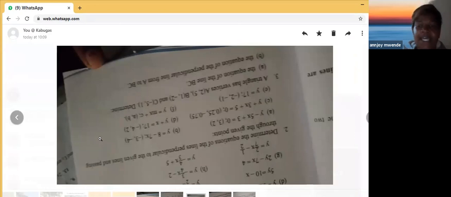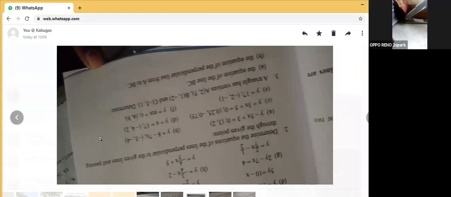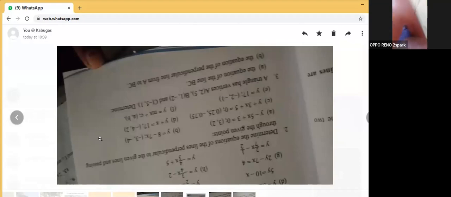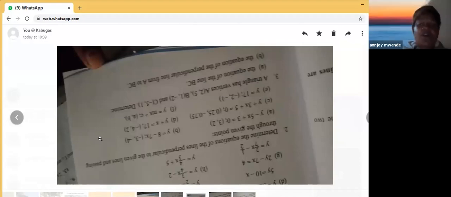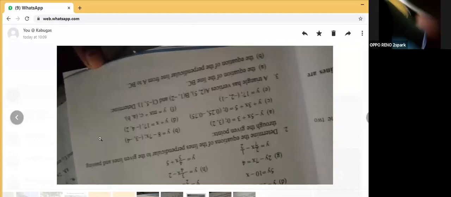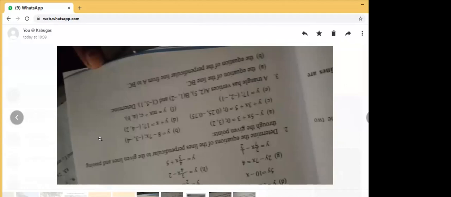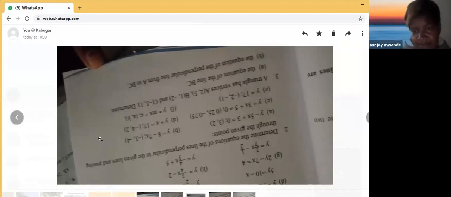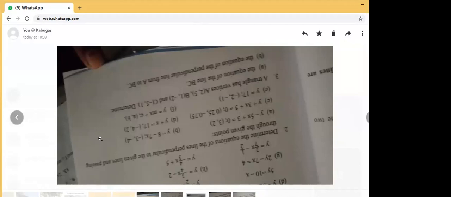Determine part A, the equation of the line BC. Part B, the equation of the perpendicular line from A to BC. The question is on the screen. Is it visible? Yes, it's visible. So it's an inverted question.